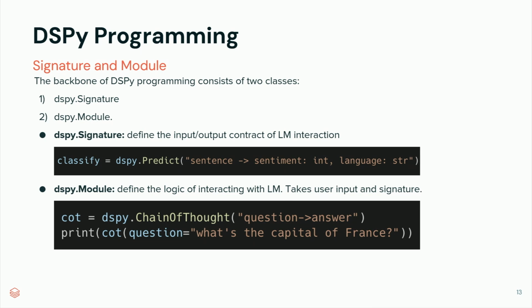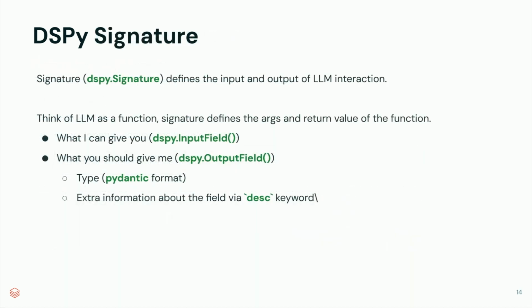Okay, let's dive into how to use DSPy. We start from DSPy programming, which means how to build a GenAI application with DSPy. DSPy programming is based on the signature and the module system. Signature is dspy.Signature, module is dspy.Module. Let's take a look at them one by one.